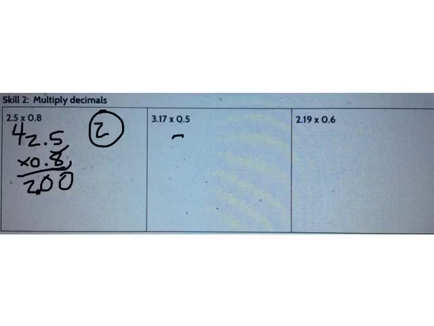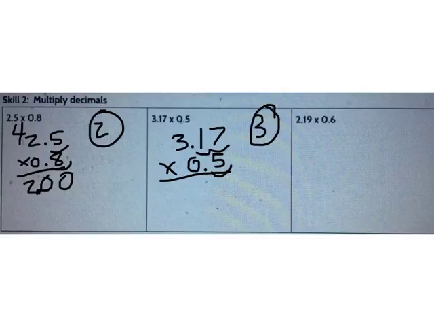Let's try another. 3.17 times 0.5. Remember, I don't need to line up the decimal when I'm multiplying. How many digits will be behind the decimal point? Well, 1, 2, 3 digits will be behind the decimal point. Now I can multiply like normal. What's 317 times 5? Write your answer with no comma. Well, 5 times 7 is 35. 5 times 1 is 5, plus 3 more is 8. 5 times 3 is 15. Now I need to place the decimal.